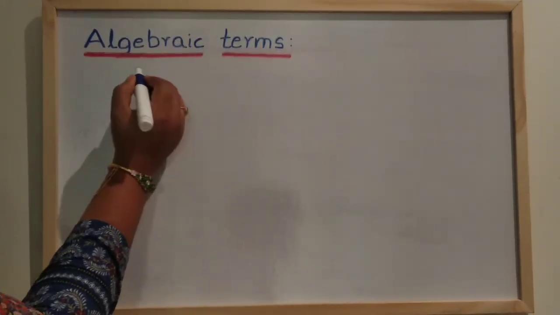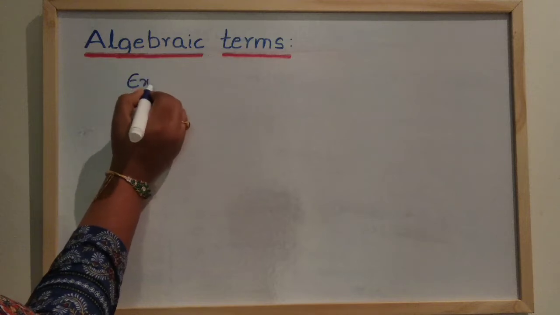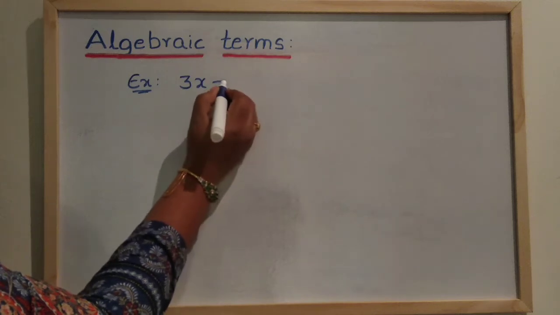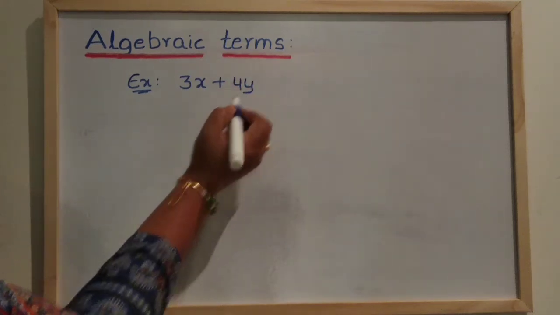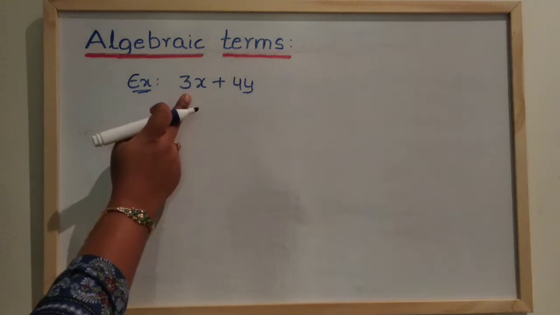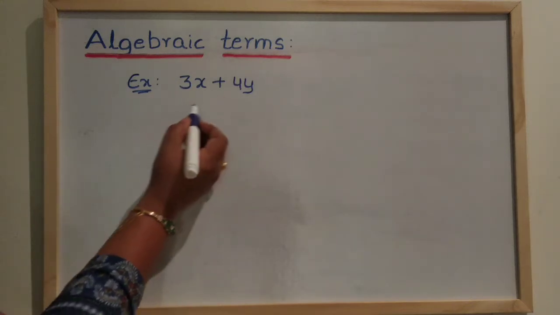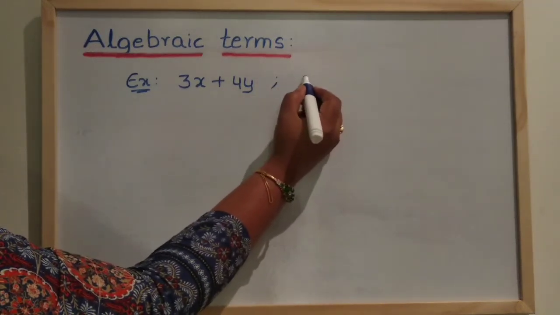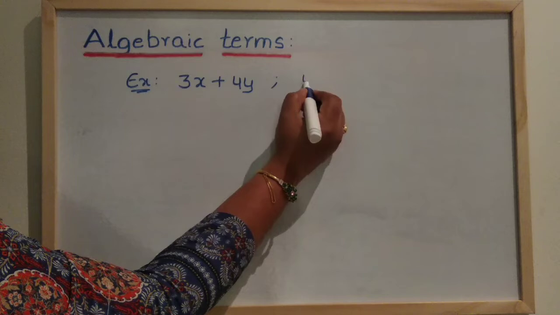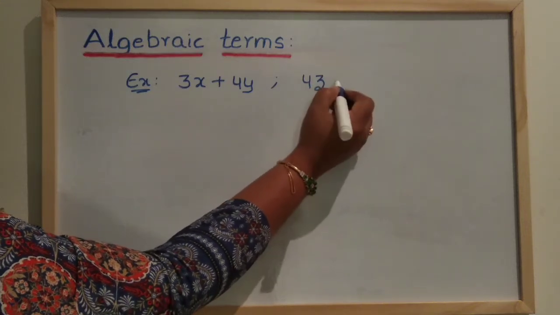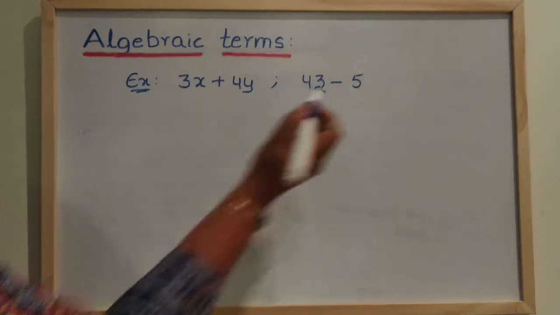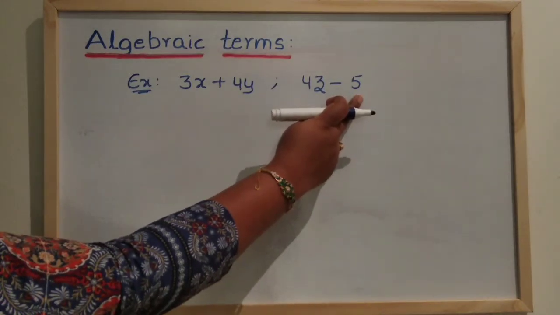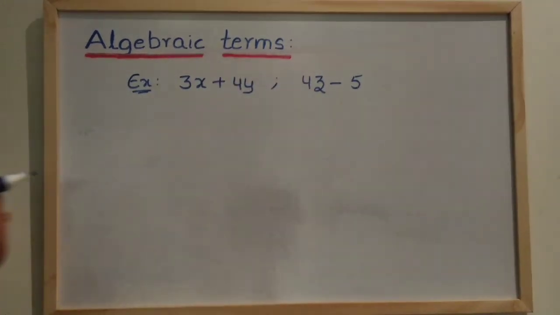Algebraic terms. Consider an algebraic expression 3x plus 4y. Here 3x and 4y are joined by mathematical operator plus. Consider one more algebraic expression 4z minus 5. In this expression, 4z and 5 are joined by operator minus.